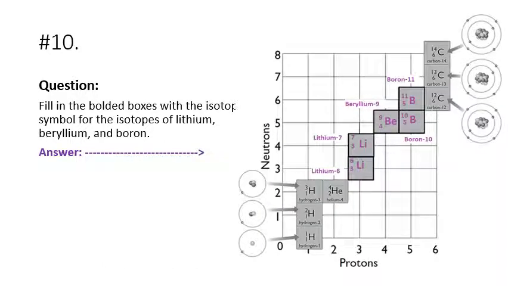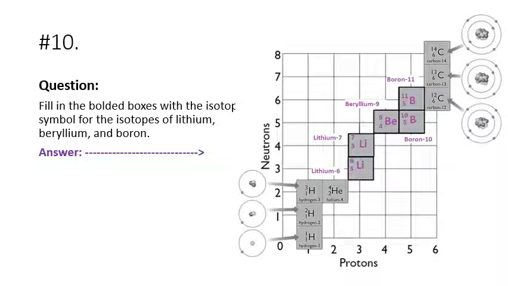Question number 10 asked you to fill in the boxes for lithium, beryllium, and boron. I know some people have difficulty getting that to work out. In terms of format, that's okay. As long as you find another way to present the information, you're good.